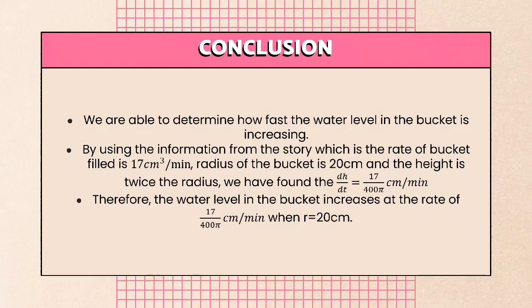As a conclusion, we are able to determine how fast the water level in the bucket is increasing by using the information extracted from the story, which is the rate at which the bucket is filled is 17 cubic centimeter per minute, the radius of the bucket is 20 cm, and the height is twice the radius. We have found dH/dt, which equals 17 over 400 pi centimeter per minute. Therefore, the water level in the bucket increases at the rate of 17 over 400 pi centimeter per minute when the radius is 20 centimeter.